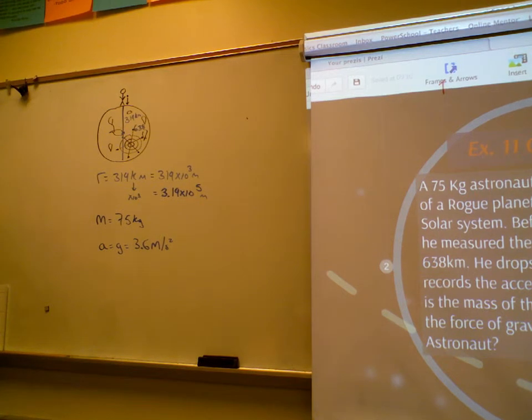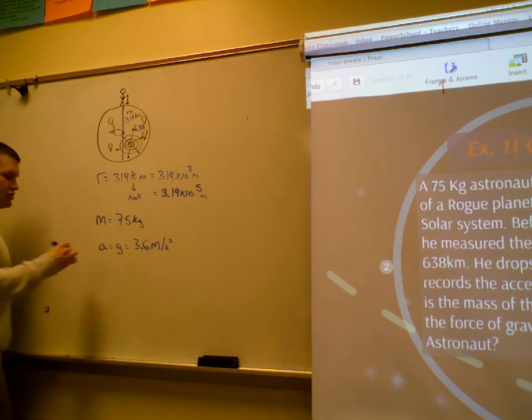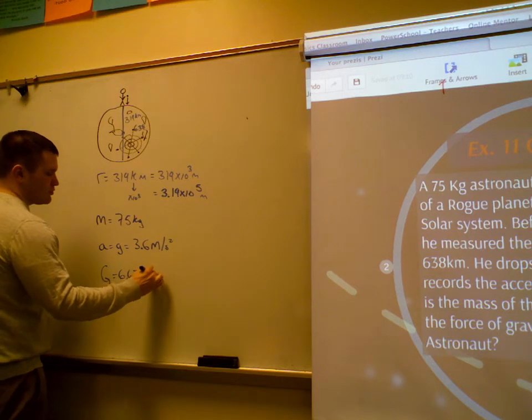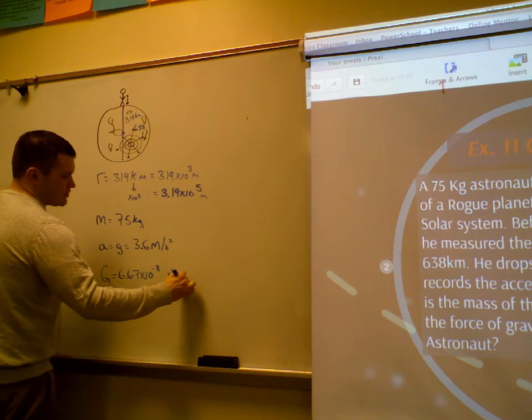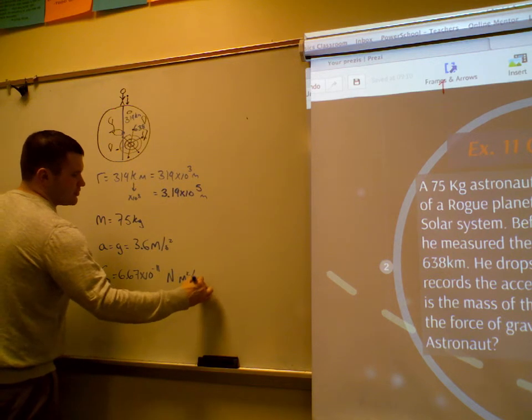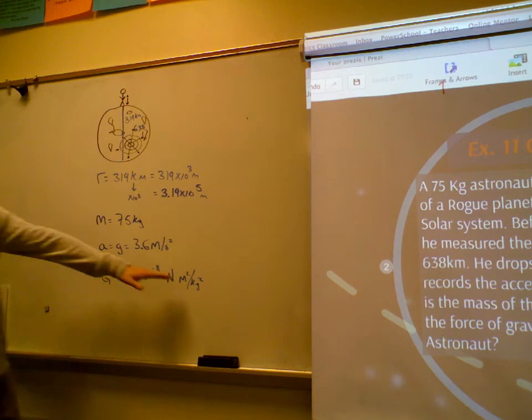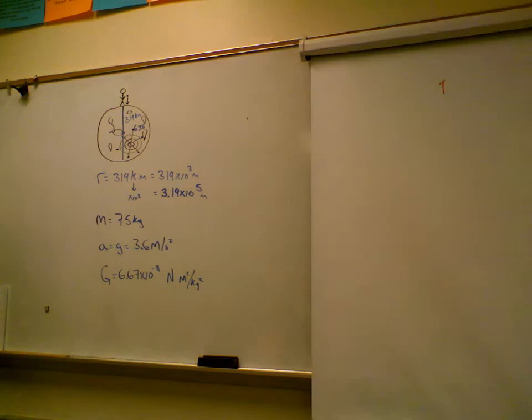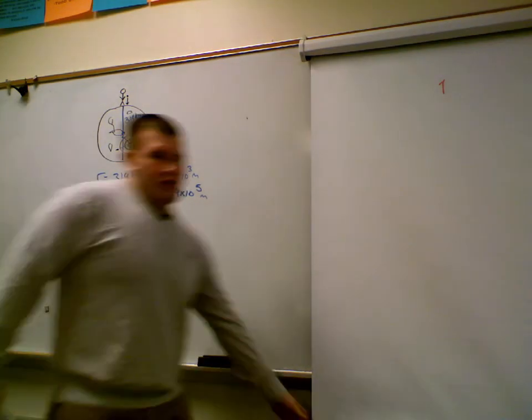Any questions? Anything else to add? Is there any other variable or constant we know? Big G. What's big G? 6.67 times 10 to the negative 11. It's newton meters squared per kilogram squared. The meters and the kilograms cancel out, and you're left with newtons. Any questions? No questions? So that's what we know.